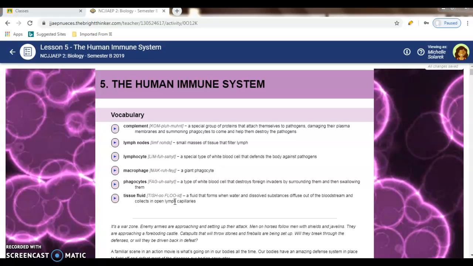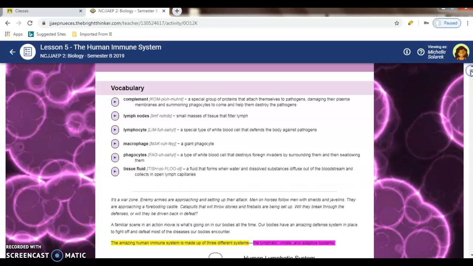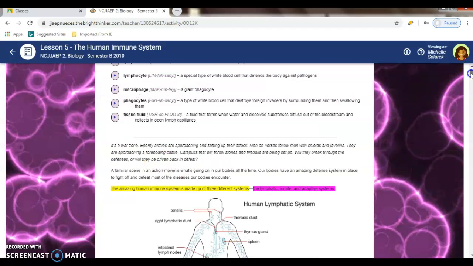Today we'll be talking about the human immune system. This is lesson 5, so we'll get right into it right now. Here is the vocabulary. We'll talk about lymph nodes and phagocytes and phagocytosis.